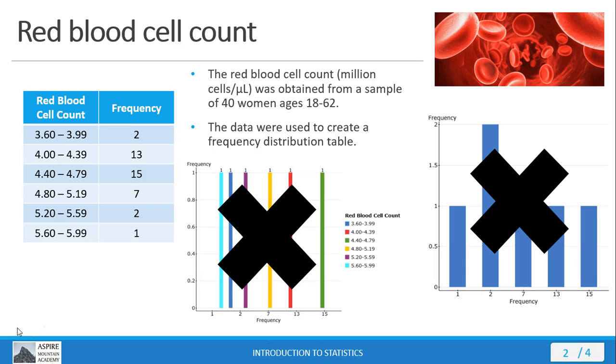So how can we use StatCrunch to convert the data in a frequency distribution table into its graphical equivalent? Well, just stay right there. You're about to find out.